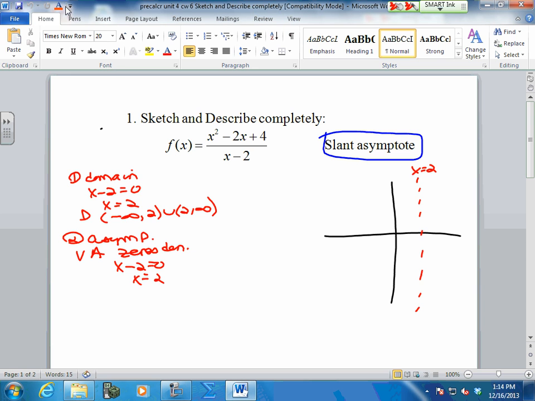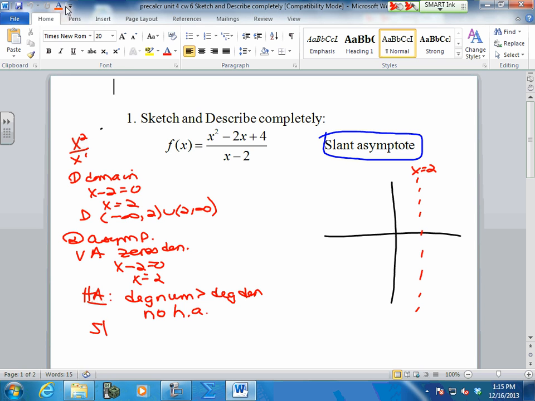Okay. Now, I look for my horizontal asymptote. What's the highest degree in the numerator? What's the highest degree in the denominator? 1. So, when the degree in the numerator is greater than the degree in the denominator, what does your chart say? There's none. Good, thank you. There are no horizontal asymptotes. Now, we have no horizontal. We have to check for a slant.